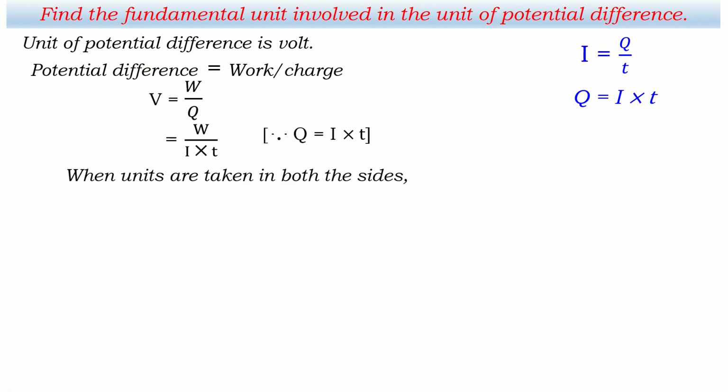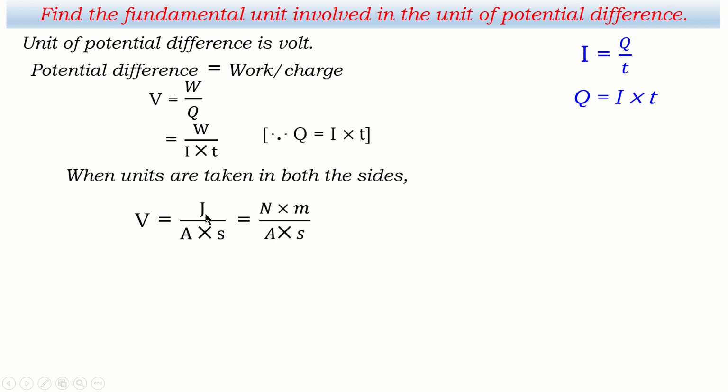When units are taken on both sides, the unit of voltage or potential difference is volt, the unit of work is joule, the unit of current is ampere, and the unit of time is second. This V represents potential difference or voltage, but this V represents its unit, volt. Okay, now we can expand this joule.